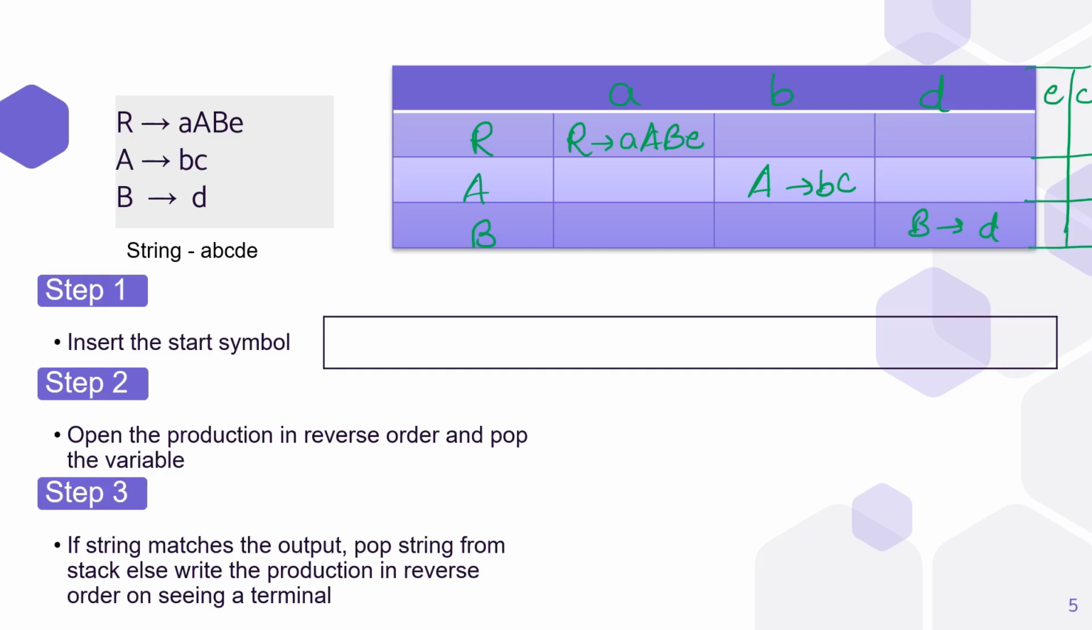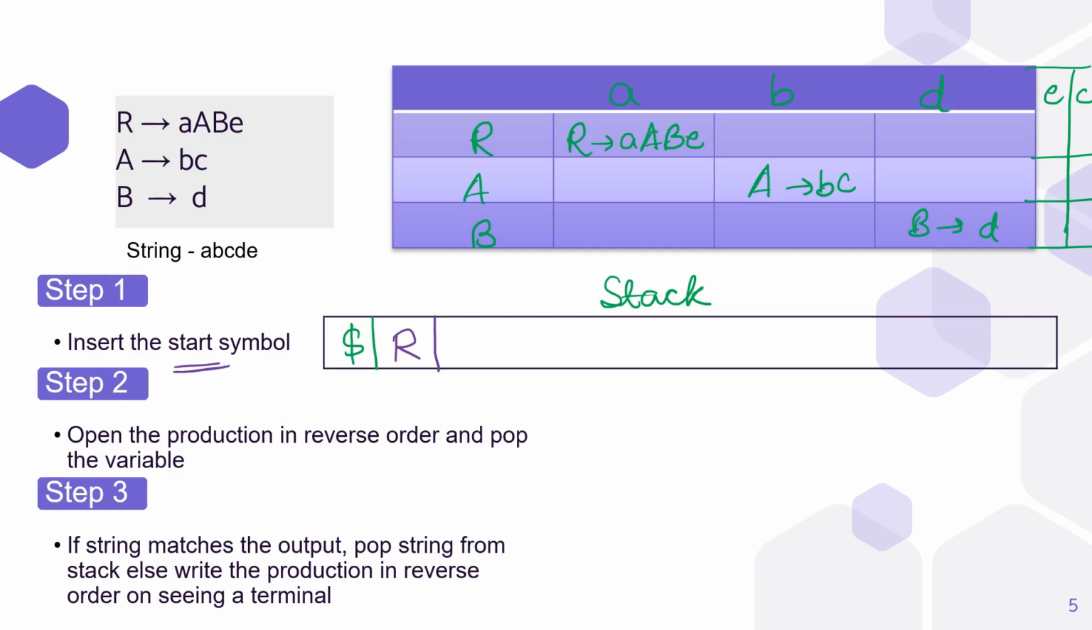Now our next step is to create a parse tree using this particular parse table. So here we would use a stack. This is a stack, and the stack has a dollar inside it. The first step is to insert the start symbol. Our start symbol is R. Okay, we have successfully pushed the value of R inside the stack.